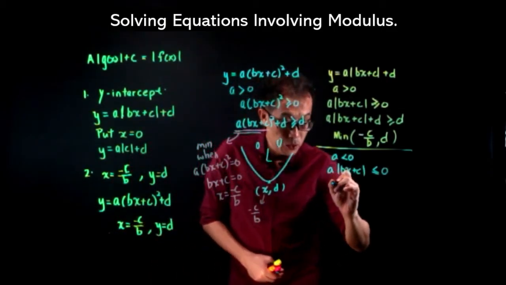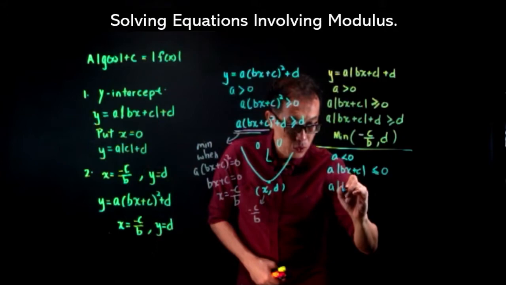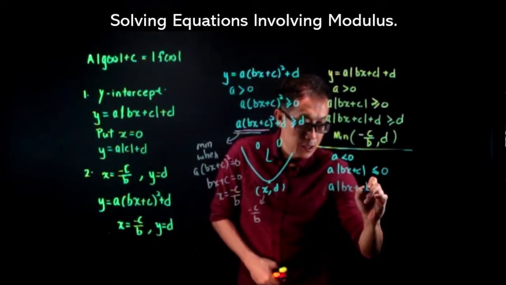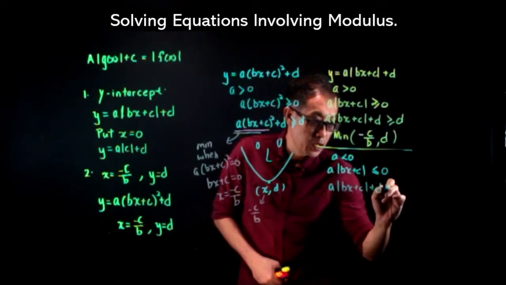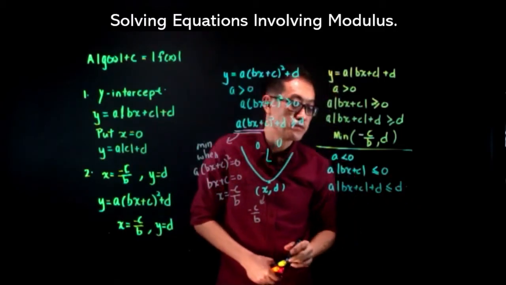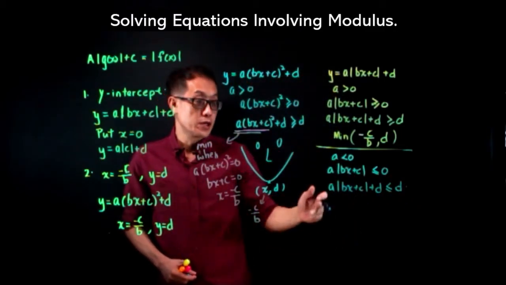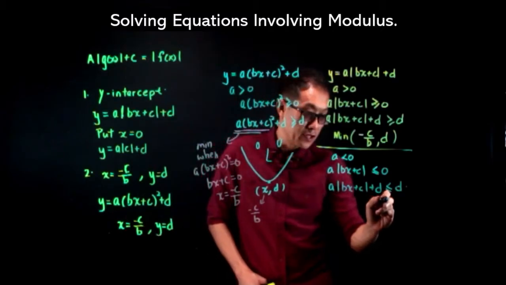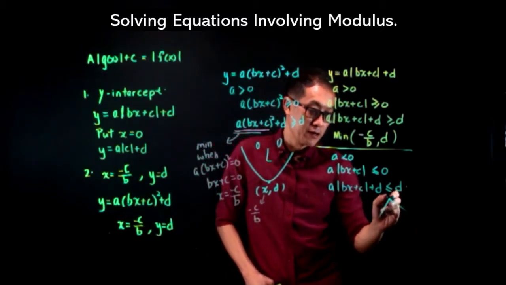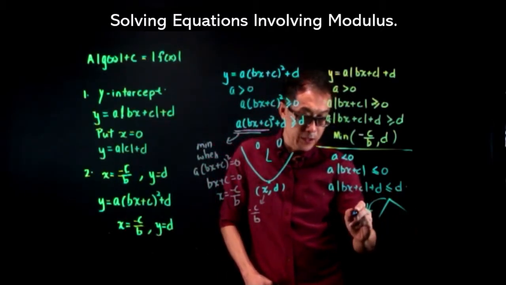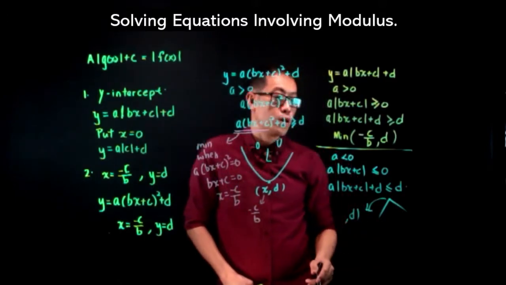Now, you add d to it. So a times mod bx plus c, plus d, will be smaller than or equal to d. So your function will be like this, all right? So this point will be d.